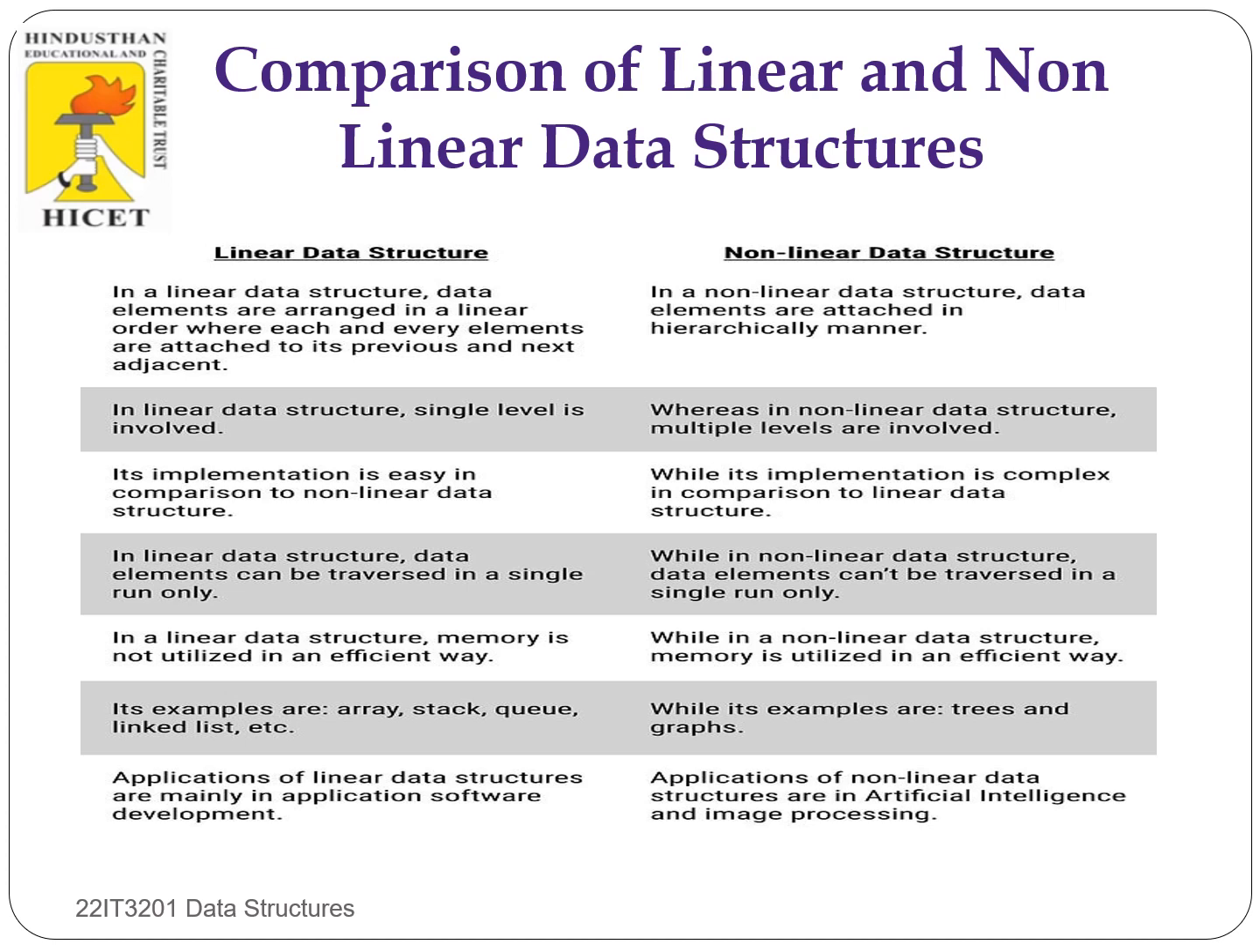In linear data structure, memory is not utilized in an efficient way, whereas in non-linear data structure, memory is utilized in a very efficient manner. The examples of linear data structure are stack, queue, linked list. Examples of non-linear data structures are trees, graphs and set. Getting into the application of linear data structure, application software development is the main area where linear data structure is used. Applications of non-linear data structures are artificial intelligence and machine learning.